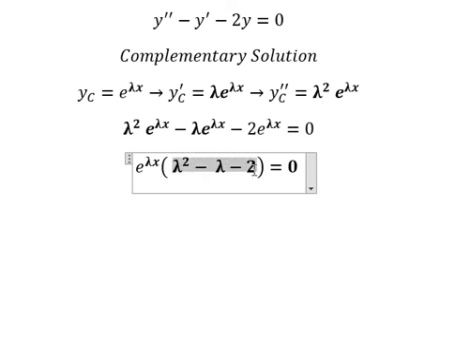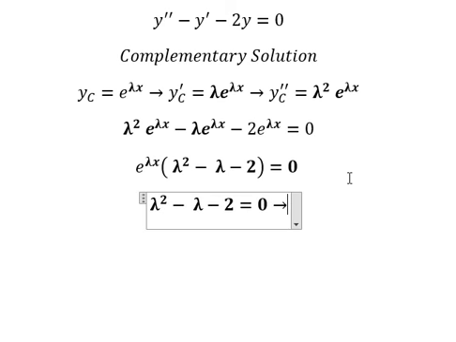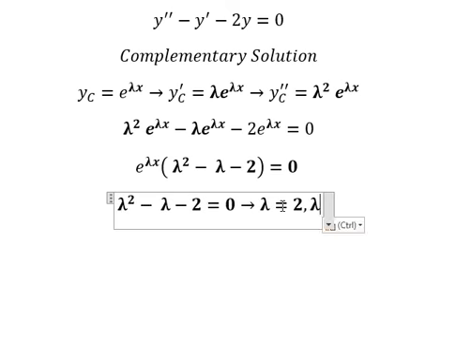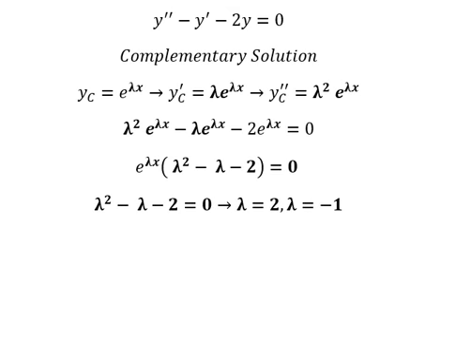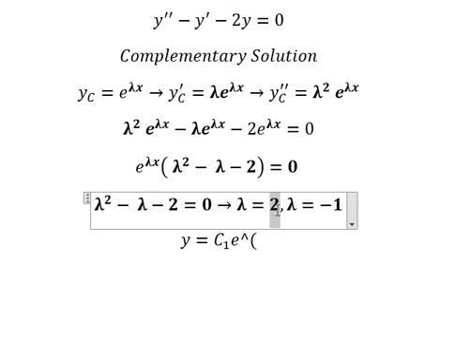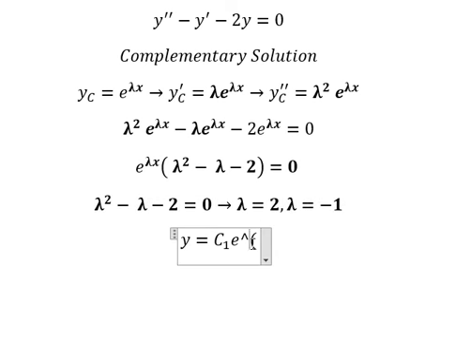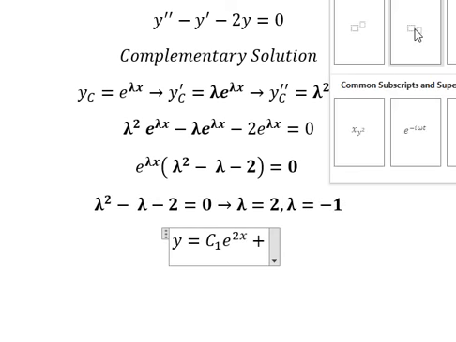Next, we need to find the solutions of this one. And we have lambda equals 2 and lambda equals negative 1. And now I will put y equals c1 e to the power of lambda s. So we need to change lambda into 2, and we have c1.